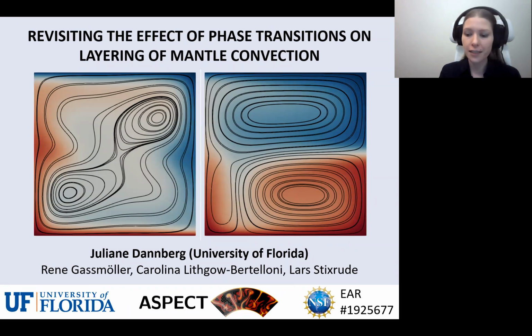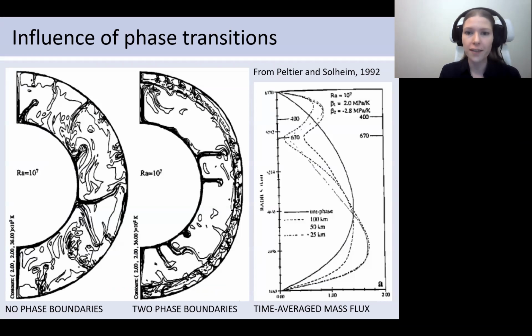And why are we interested in phase transitions? So we know that they have been important for mantle convection for a long time. This is a study from 1992 with different convection models. The model on the left shows a mantle convection model without phase transitions, and the convection model on the right is with phase transitions. The black contours show the temperature, and they show that on the left, upwellings and downwellings can go through the whole mantle, whereas on the right, they are impeded at the 660 phase transition and cause a more layered style of convection.